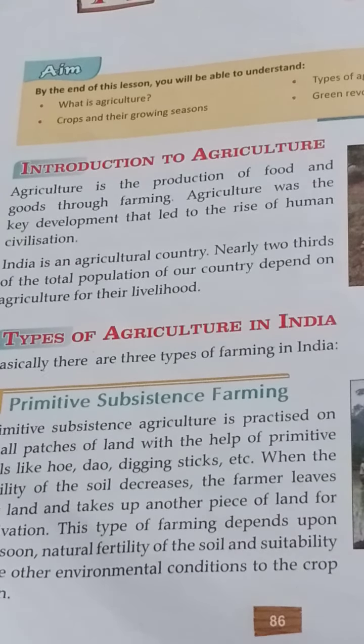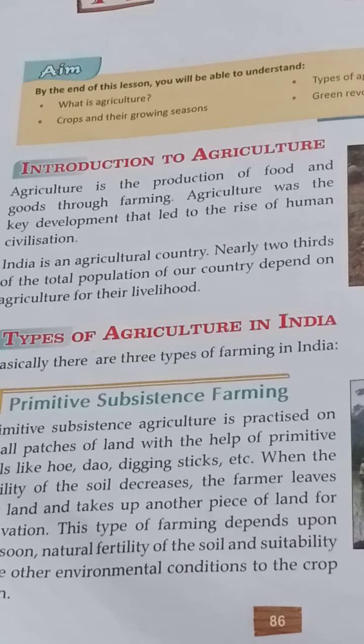Now I am going to discuss in detail primitive subsistence farming. So what is primitive subsistence farming? In this type of agriculture, the farmer cultivates a small plot of land using simple tools and more labor. Here crops are consumed by the grower and his family. This type of farming is also known as shifting cultivation or slash and burn cultivation.